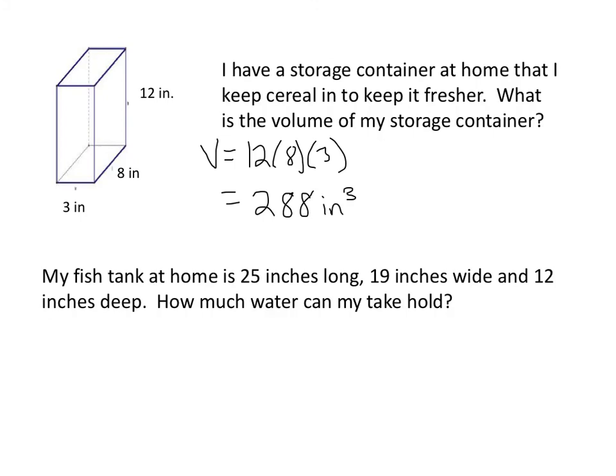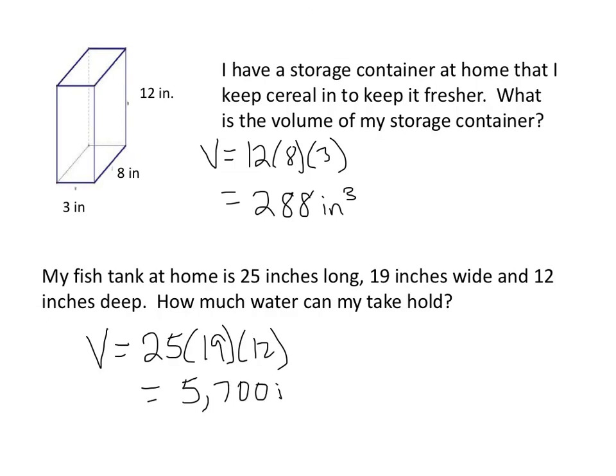My fish tank at home is 25 inches long, 18 inches wide, and 12 inches deep. How much water can my tank hold? So its volume is 25 times 19 times 12. So if I calculate that out, I get that it can hold 5,700 cubic inches of water.